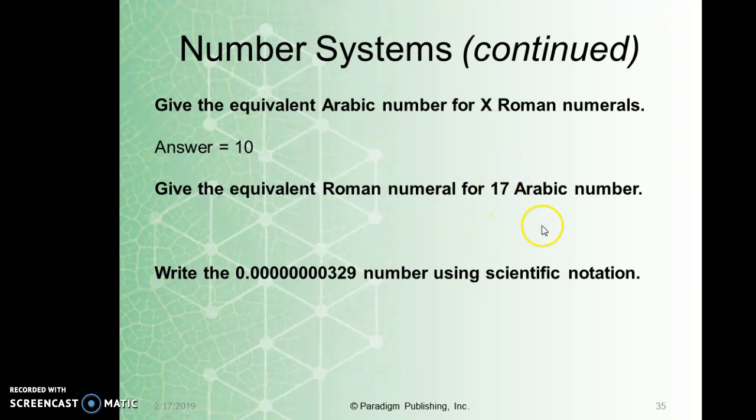We don't want to use 111. Remember, we can't use more than 3 of the same letter. So that means we have to separate this 7 into a 5 and a 2. 5 plus 2 is 7. So then our number would be 10, then a V, because V represents 5, and then 1 and 1 would represent our 2 other numbers.